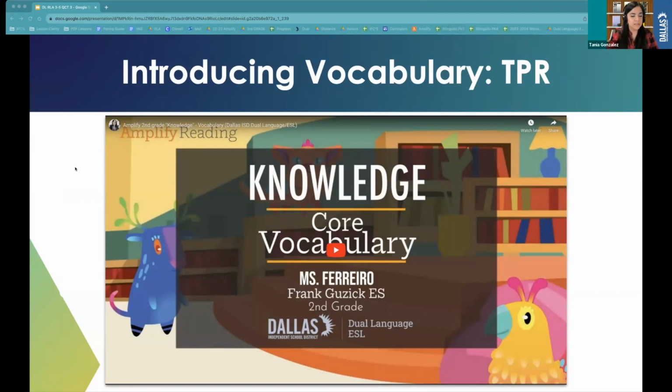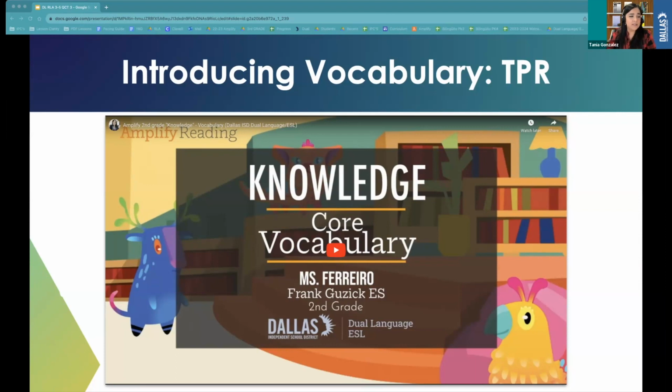So one of the engagement strategies that you can use in your classroom is called TPR. This is just an example of an engagement strategy that you can use very easily while you're introducing your vocabulary. Almost every day you have vocabulary words, and you can use this strategy, especially for dual language teachers, that I think most of you have newcomers.